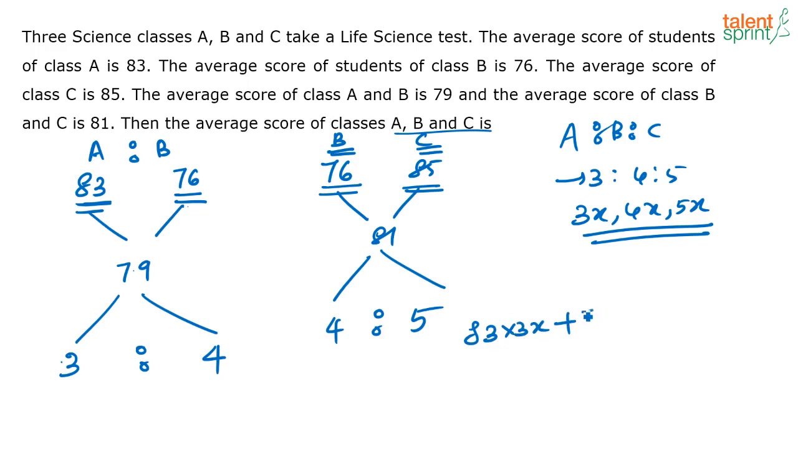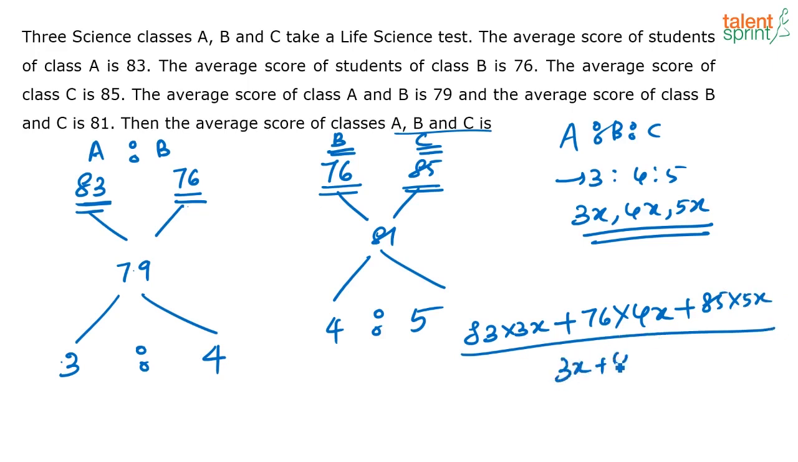Next, the average of class B is 76. How many students are there? 4x students. So that is the total marks in class B. Next, coming to class C, I have average is 85. 85 into 5x, divided by 3x plus 4x plus 5x. So this is your average that you are looking at. Solve for this and you will get the answer.